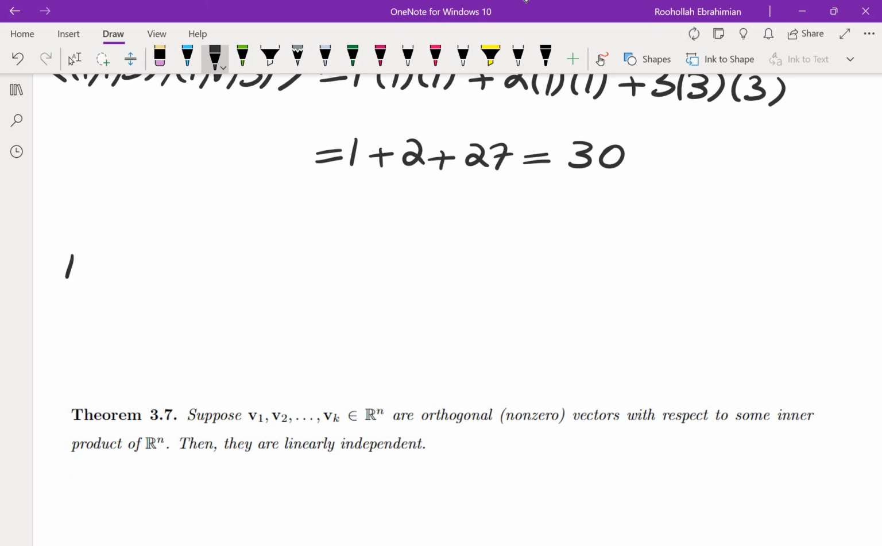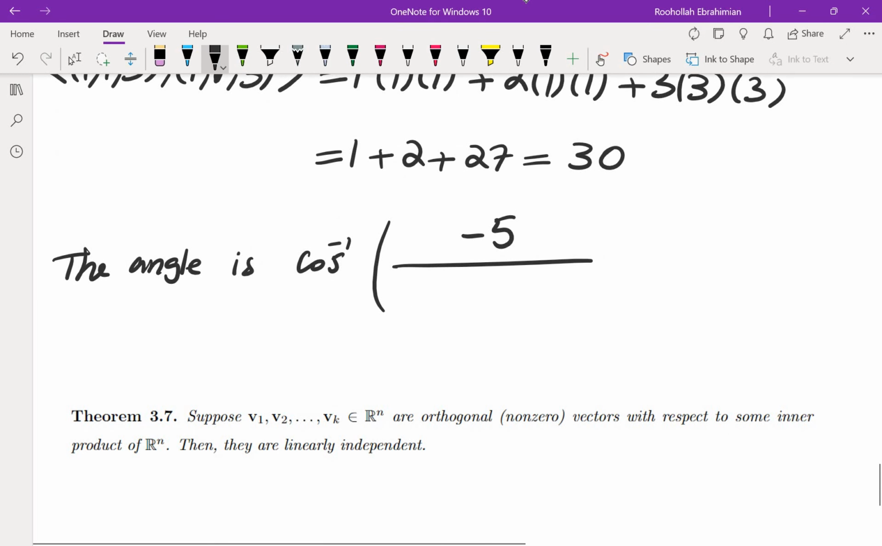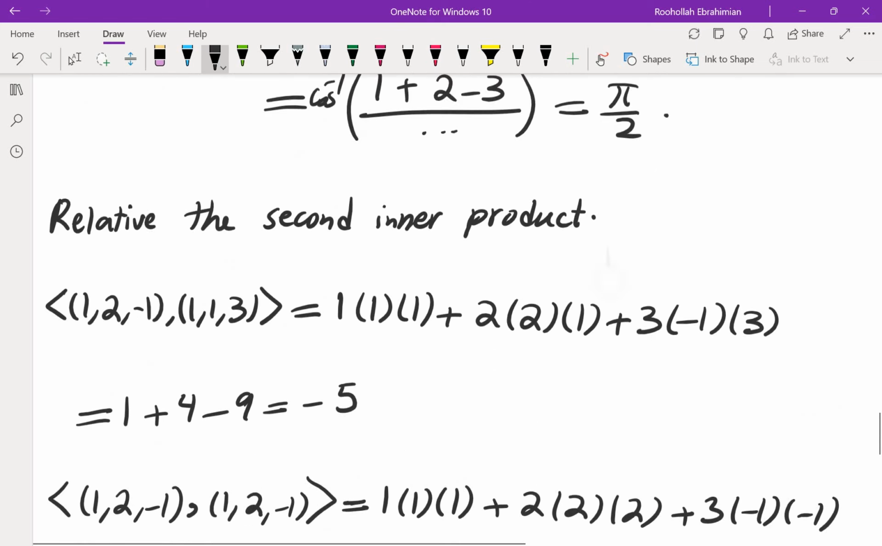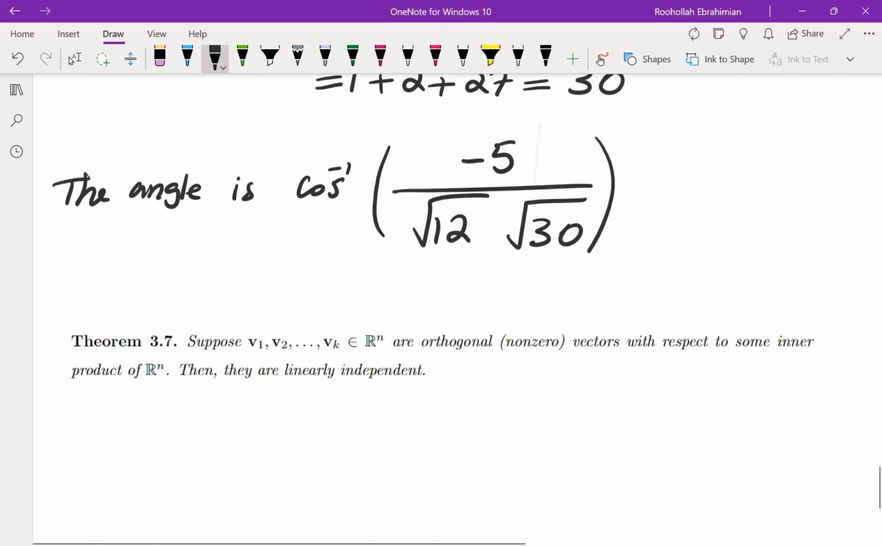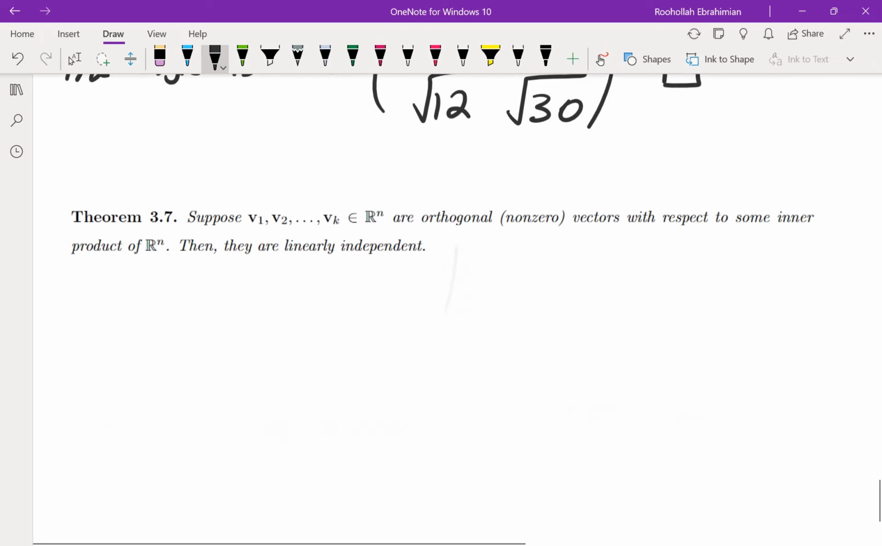Okay, so the angle is cosine inverse of the inner product. So if we go back and look at the inner product, that's negative 5 divided by root 12 times root 30. So this is the angle between these two vectors. Okay, so that's the final answer. The angle is obviously different relative to different inner products.